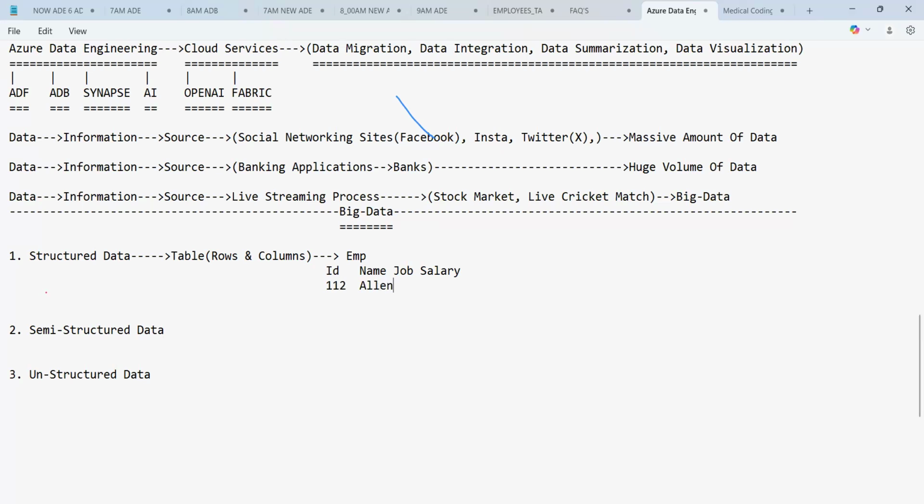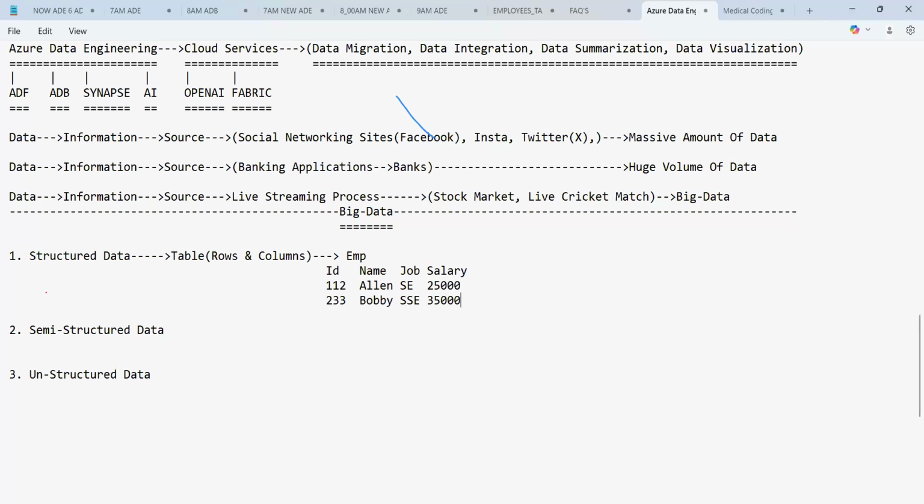And then we can say, guys, Alan is the name. Job, I can say, is software engineer. Salary is 25,000. In the same way, this is the first row we have written. The second row, you can place any value. So I can say Bobby, senior software engineer, and 35,000 is the salary.